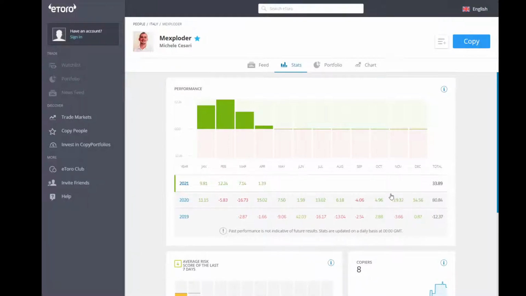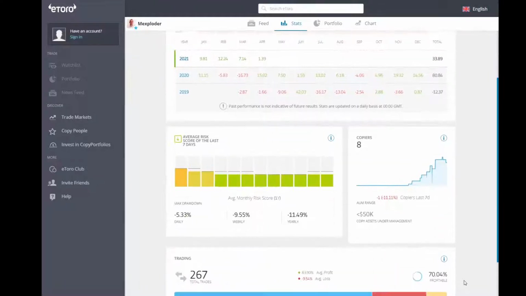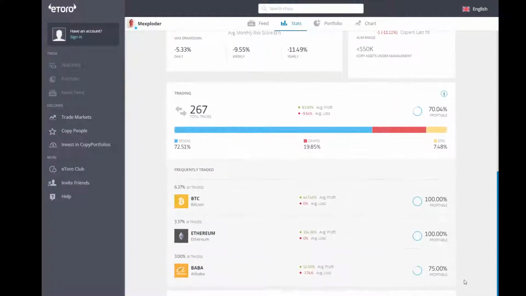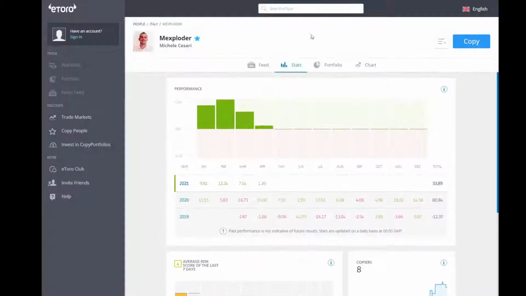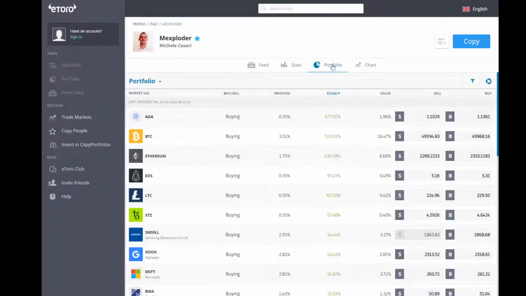So his return is not sort of clustered within a year. It seems to have been much more spread out over the last 6 months, so that's interesting. What else is there? He loves trading BTC, Ethereum, so he seems to be a huge crypto trader. So let's go into his portfolio and see if we can learn anything interesting.